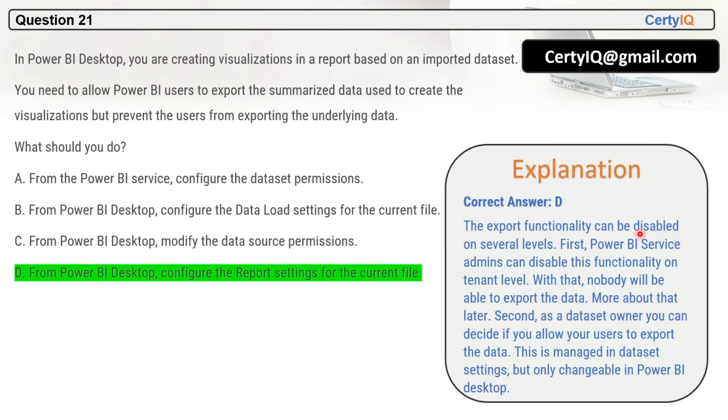The export functionality can be disabled on several levels. First, Power BI service admins can disable this functionality on the tenant level, and then nobody will be able to export the data. More about that later. Second, as a dataset owner, you can decide if you allow your users to export the data. This is managed in the dataset setting but only changeable in Power BI Desktop.